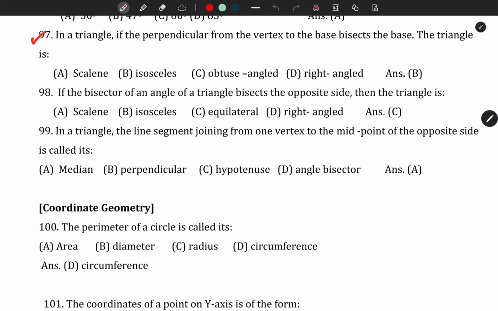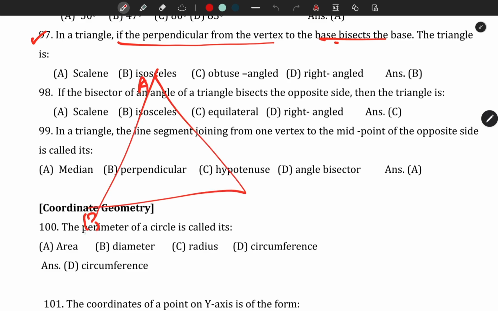Question number 97. In a triangle, if the perpendicular from the vertex to the base bisects the base. So let's draw a triangle ABC. Supposing we take vertex A and we draw the perpendicular from the vertex to the base BC. So AD is the perpendicular. It bisects the base BC. That means BD and CD are equal.